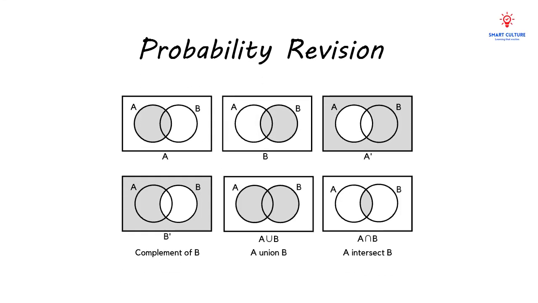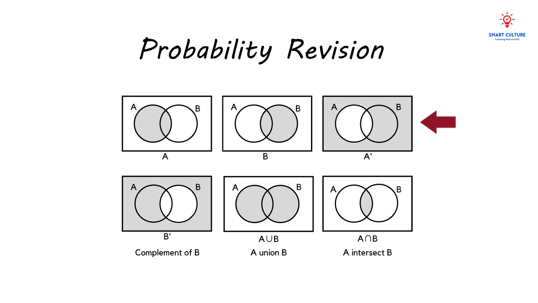First, we'll take a look at the top left. The shaded region of this Venn diagram represents set A. If you take a look at the diagram in the middle, then you'll see that this shaded region represents set B. Moving on to the diagram on the top right, this Venn diagram represents the complement of A.